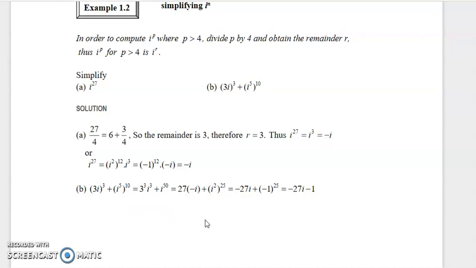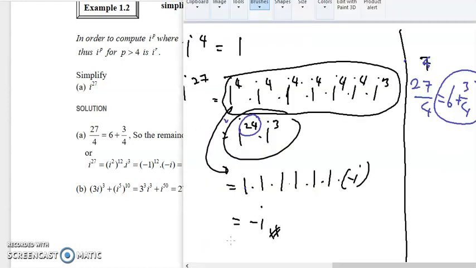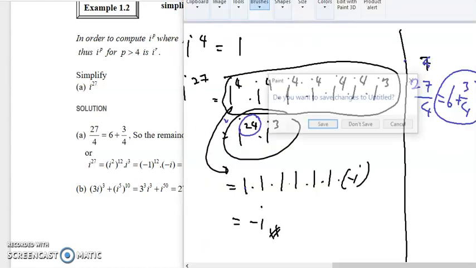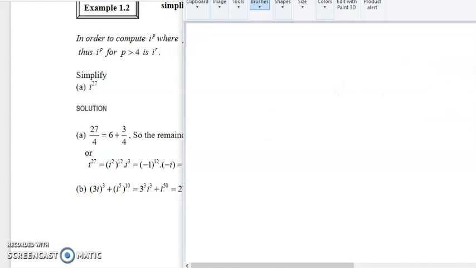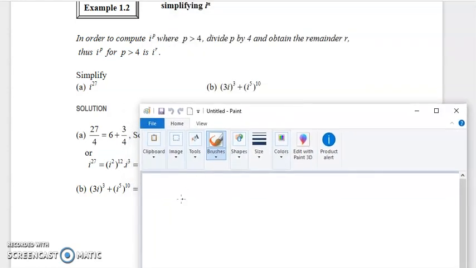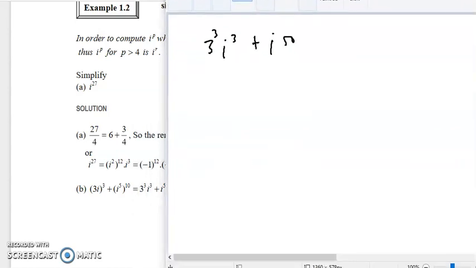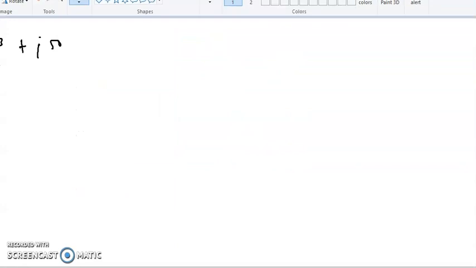Okay, as for question B, you can try to redo it again. So kalau tengok dekat sini using indices rule, a little bit discussion. Okay, kalau soalan B itu, kalau tengok dekat situ, we will be having 3 i to the power of 3 plus i to the power of 50. So nanti cuba buka and then so on, and try to do it by your own lah. Okay.